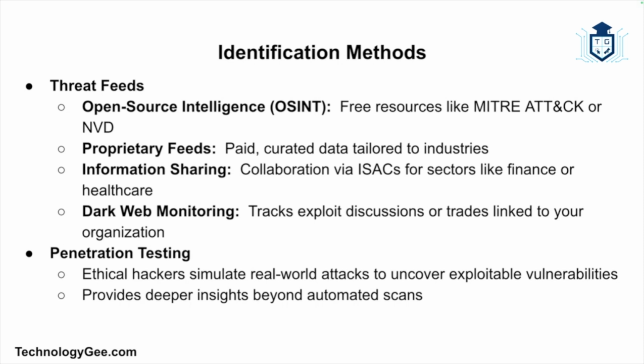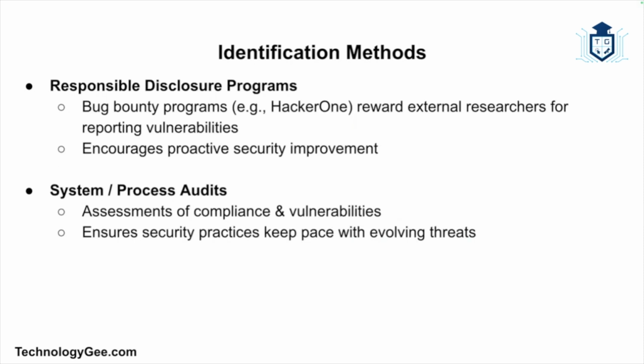This is where ethical hackers simulate real-world attacks to find vulnerabilities before the bad actors do. Pen testing goes deeper than scans by exploiting weaknesses to understand their true impact. Also, we have what is called responsible disclosure programs. Bug bounty programs like HackerOne incentivize external researchers to report vulnerabilities. These programs foster collaboration and transparency while addressing security gaps proactively.